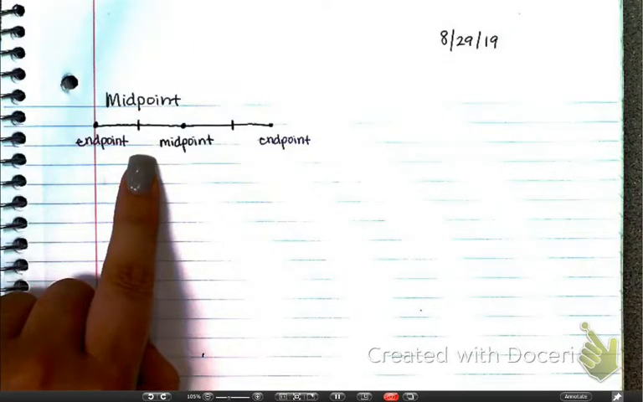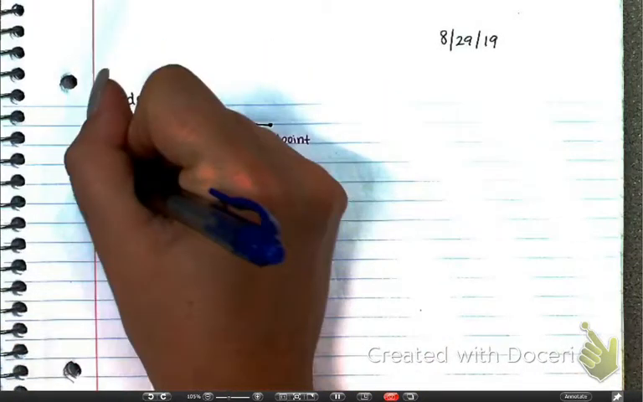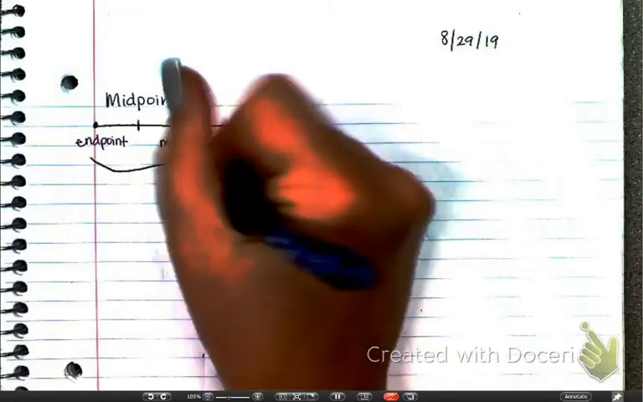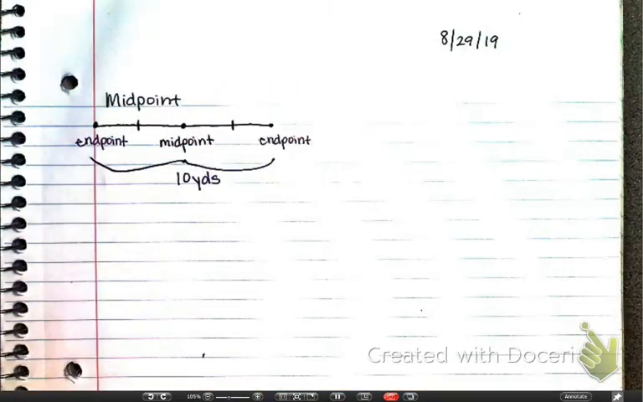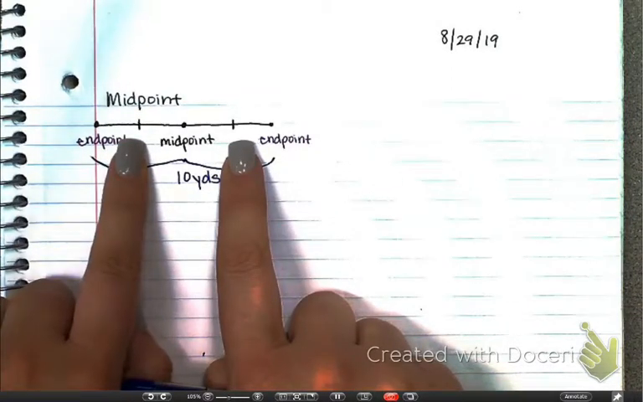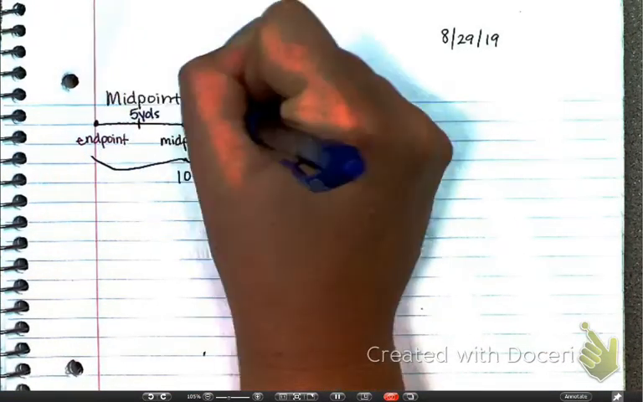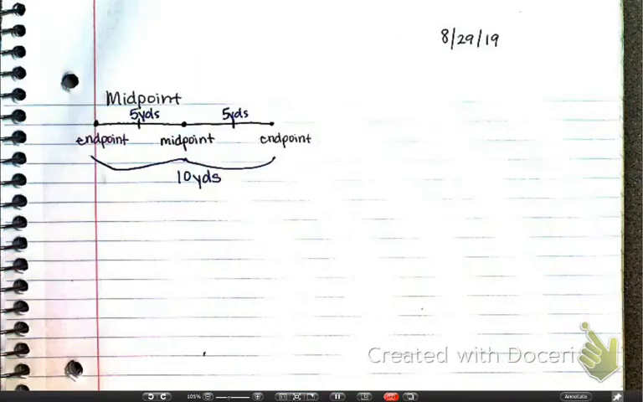Yes. Okay, so if my entire segment is, let's say, 10 yards. We're just going to throw in some units. If my entire segment is 10 yards, what are each of these segments? 5. Okay. Because each segment has to be equal. If the whole thing is 10, each of them is 5. We're okay with that?